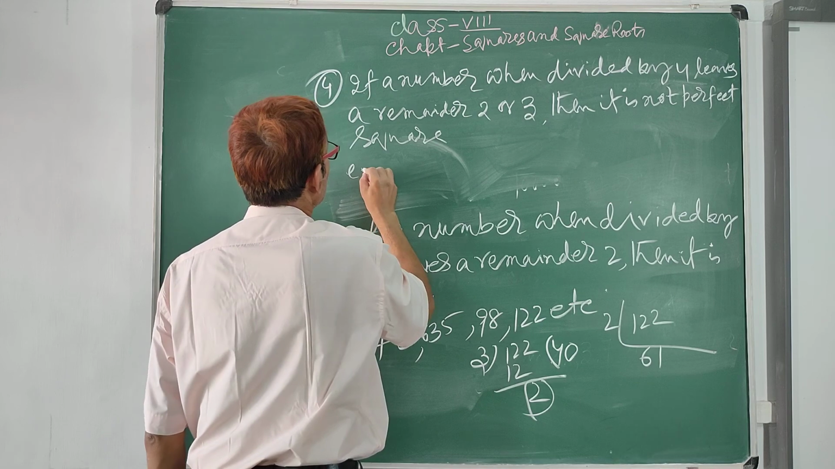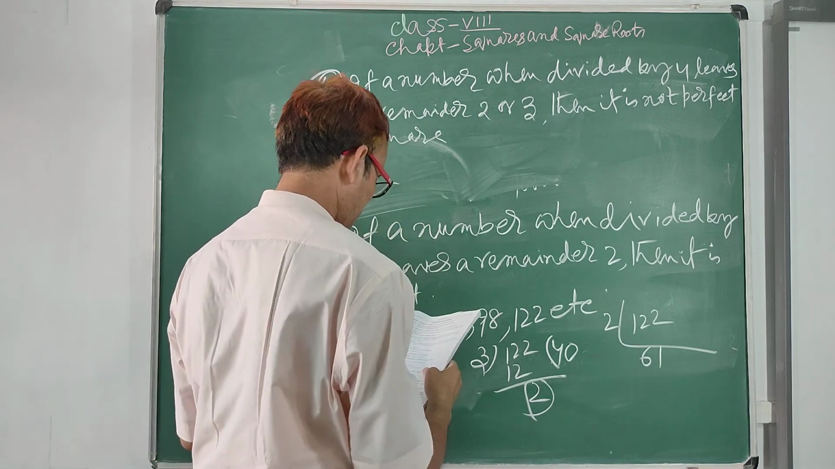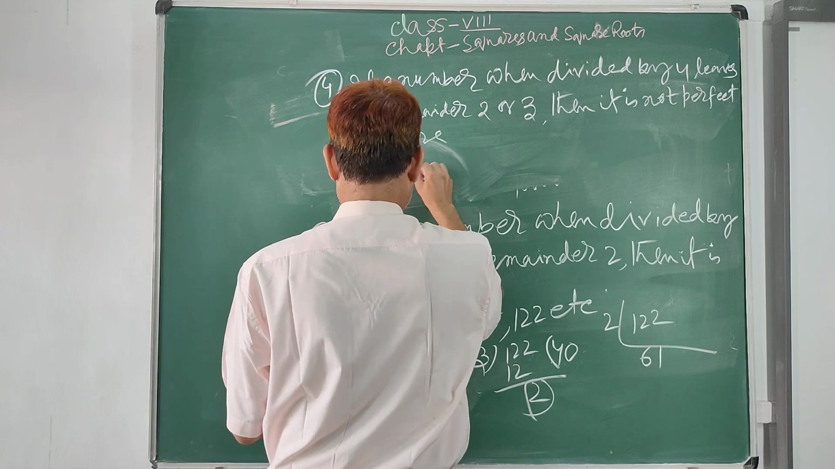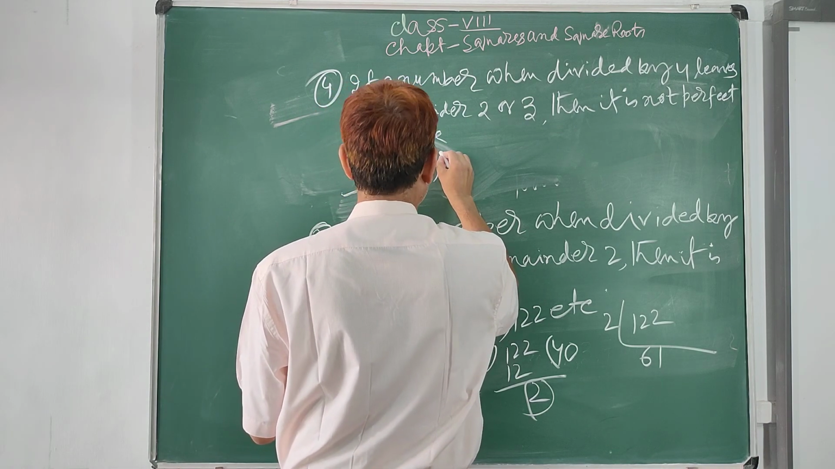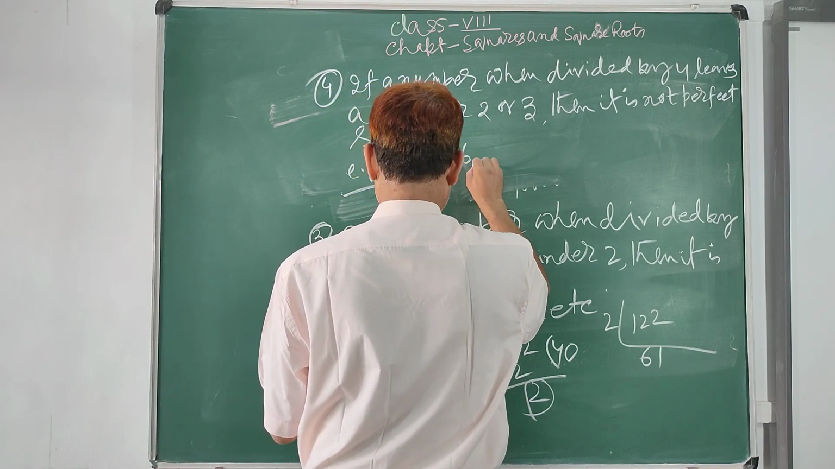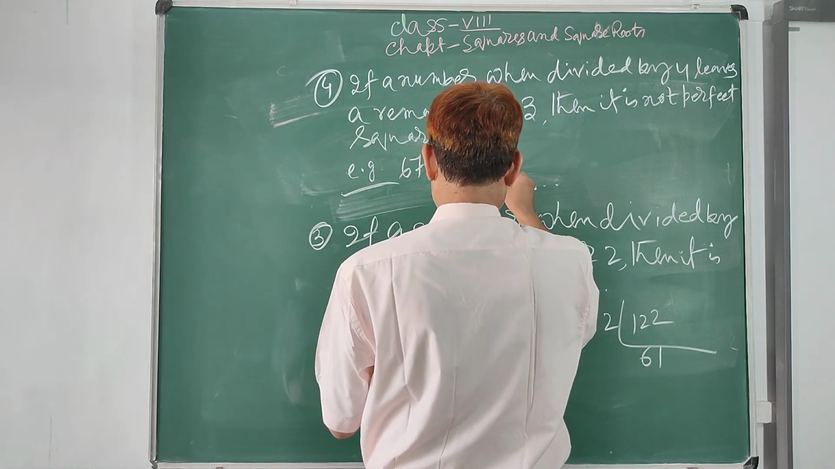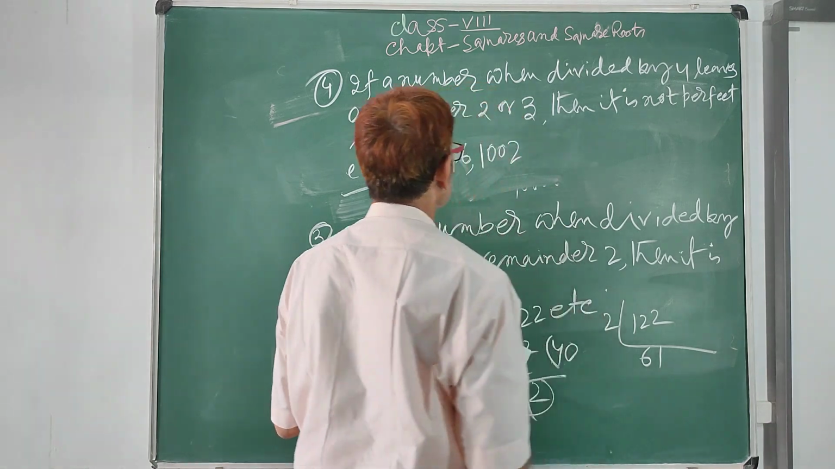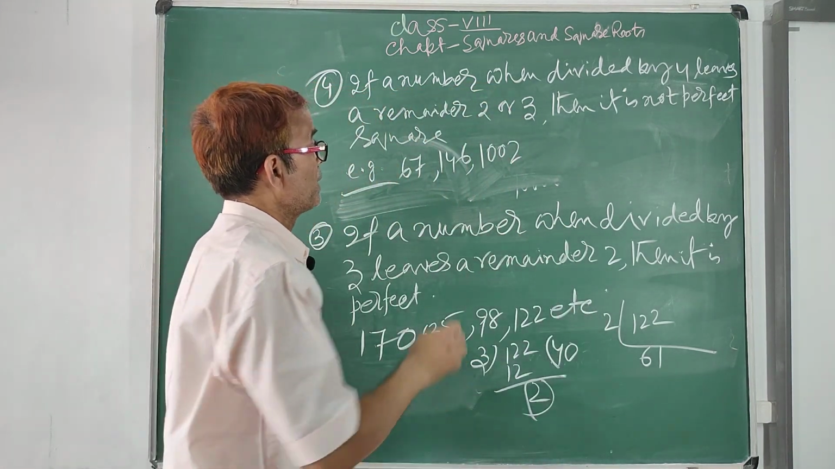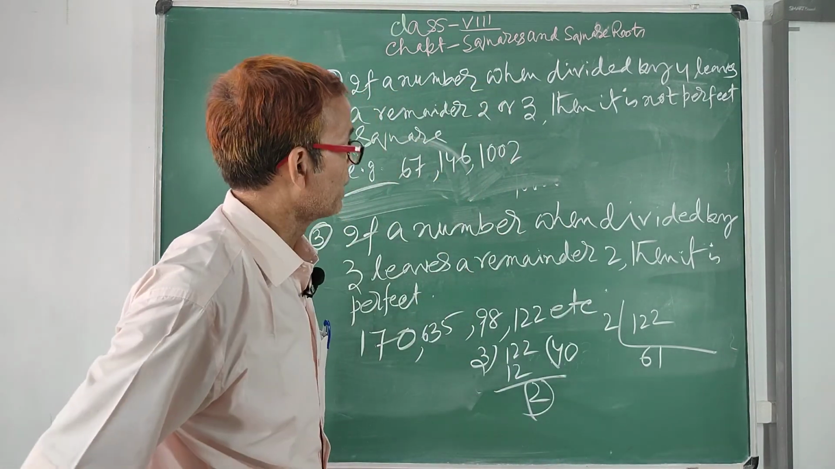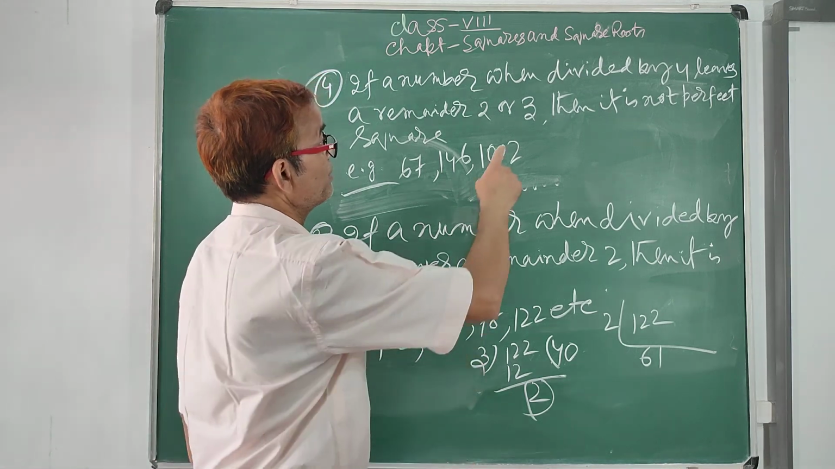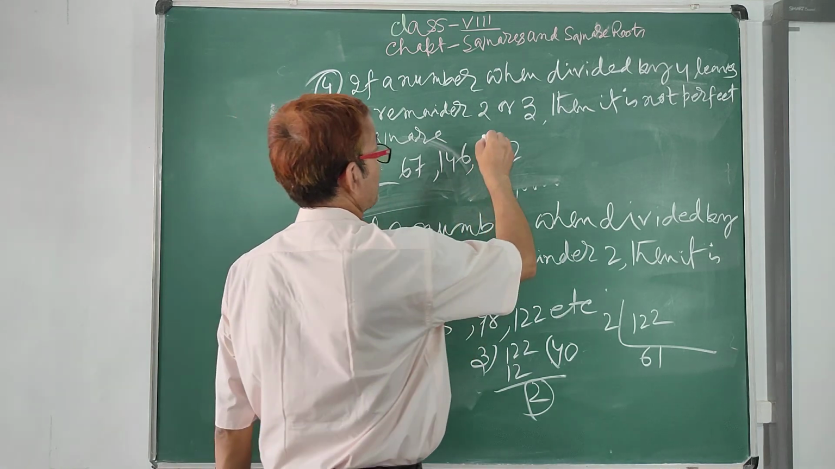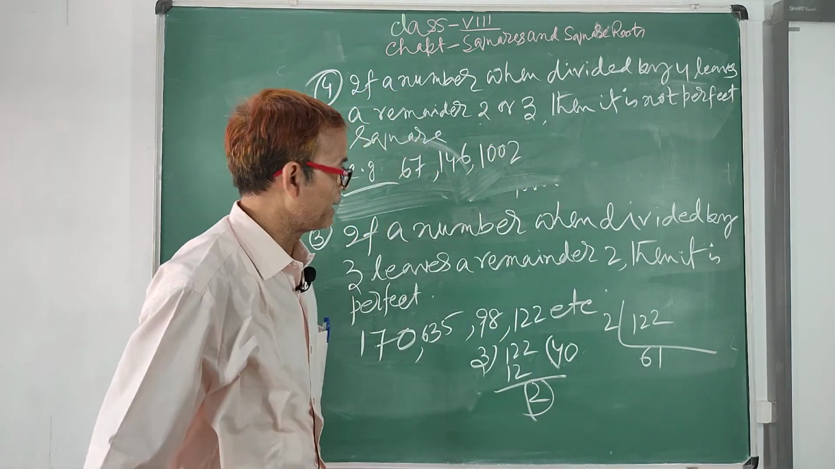For example, say 67 or 146, 1002. So these numbers are not perfect square numbers, because if we divide these numbers by 4, then we may get either 2 or 3 as a remainder.